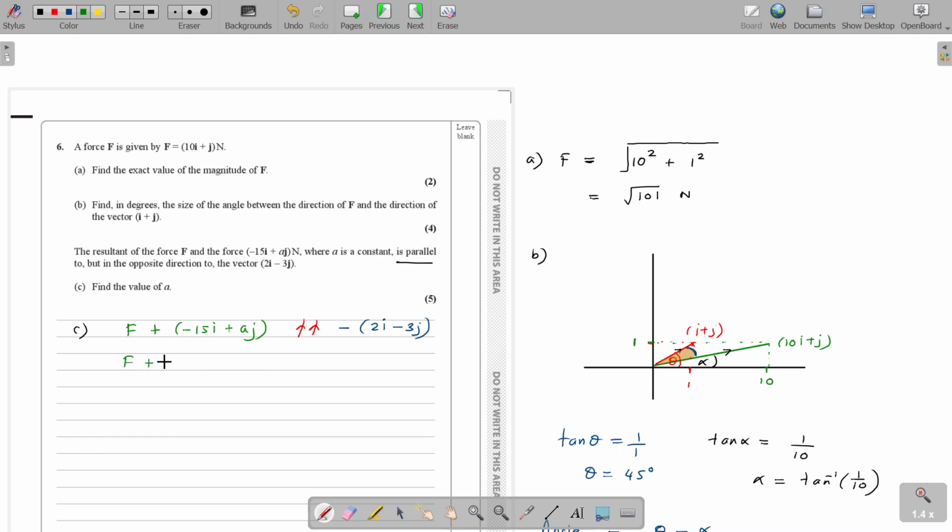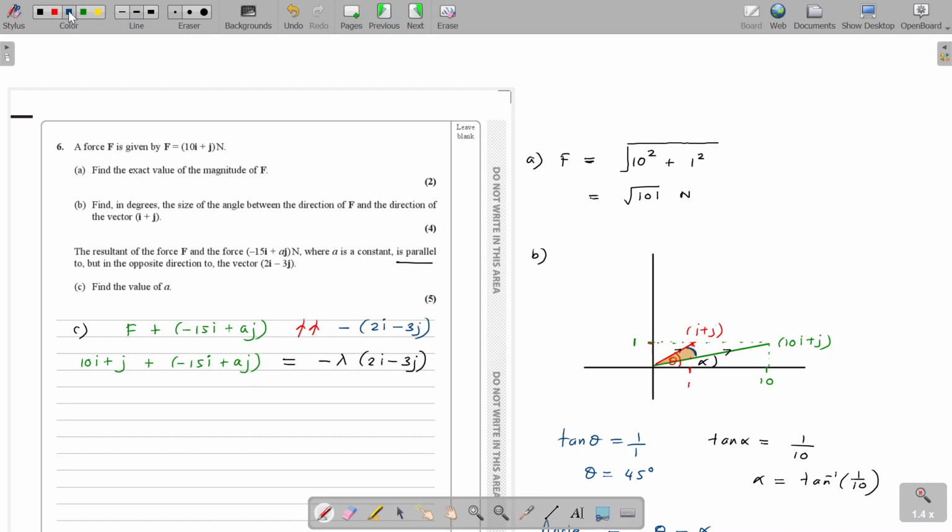So we get here F plus minus 15I plus AJ is parallel. I have told you to remove the parallel, to put the equal sign, you put a constant. So here we will put minus lambda times 2I minus 3J. This is how you remove the parallel. To remove the parallel, just input a constant. So F value is known, right? We actually know F. F is 10I plus J. Shall we replace F with 10I plus J? Okay, so this is all you have to do. I hope you understood that by opposite, I took the opposite sign here. That's why I put a negative sign outside. To remove the parallel, I put a constant.